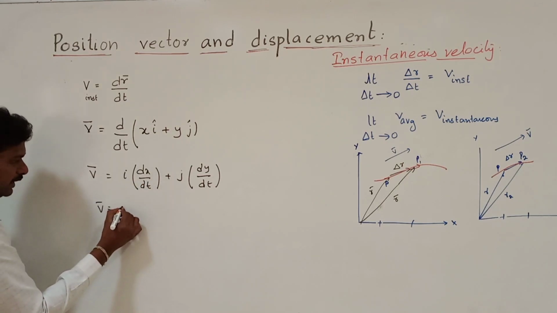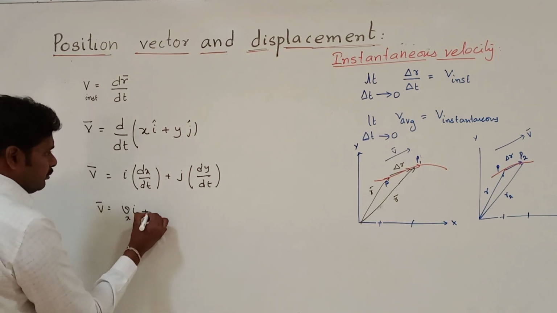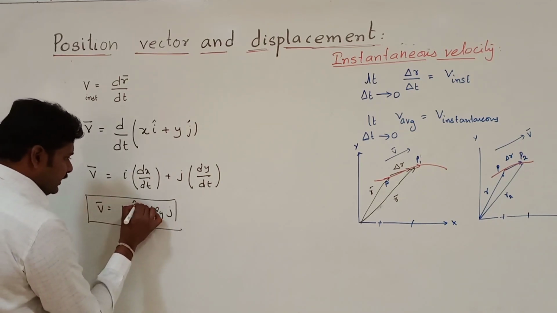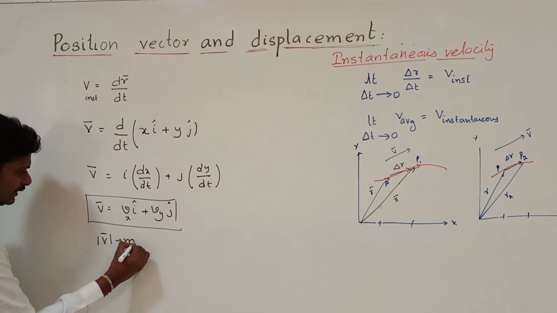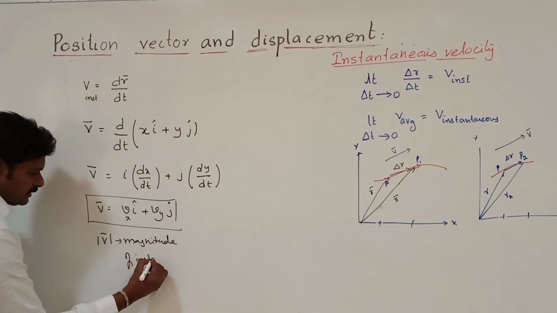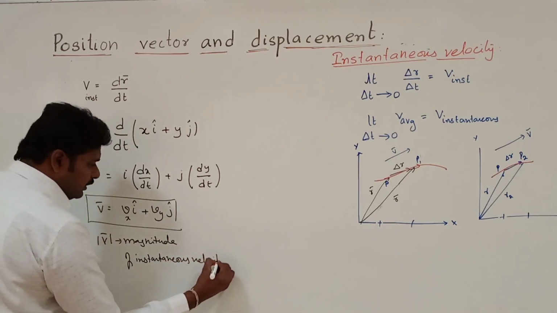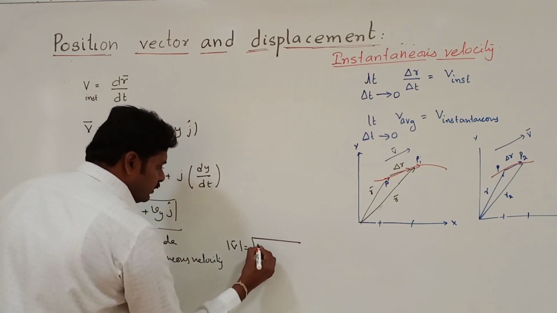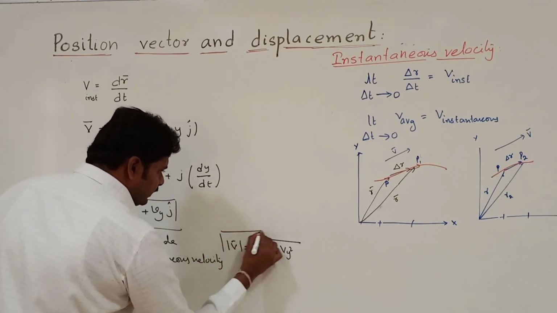So what is this? We can write it as Vx i, the x component of velocity, plus Vy j, the y component of velocity. So this is called the instantaneous velocity vector. How to write the magnitude? Magnitude of instantaneous velocity: you know very well, in the last classes we had seen the magnitude of velocity is equal to the square root of Vx square plus Vy square.